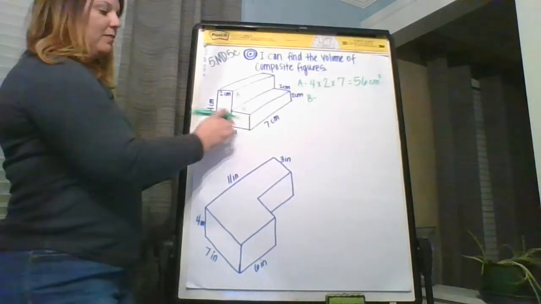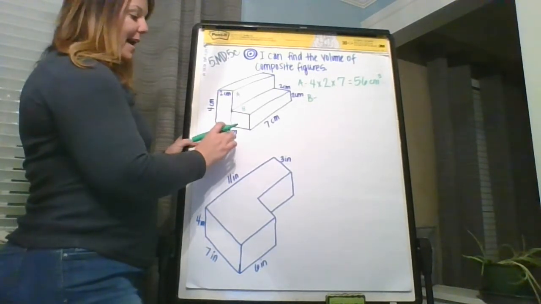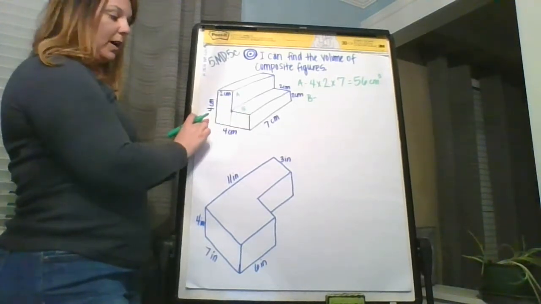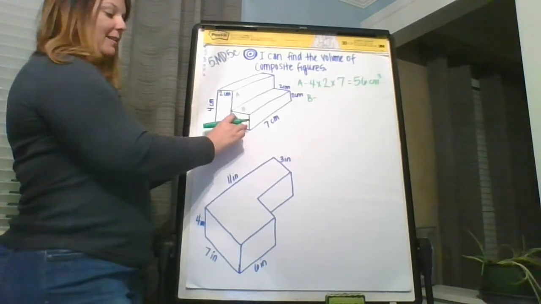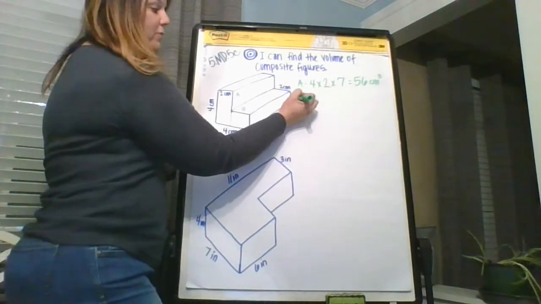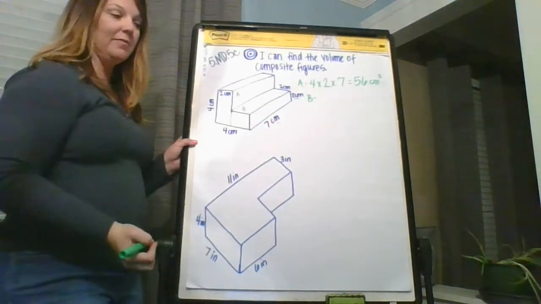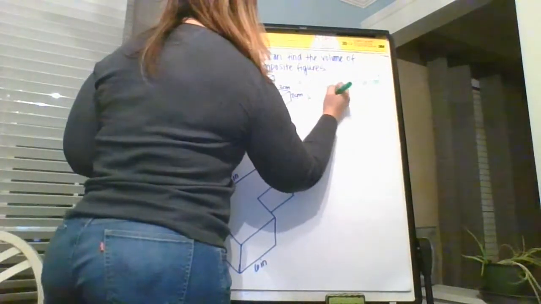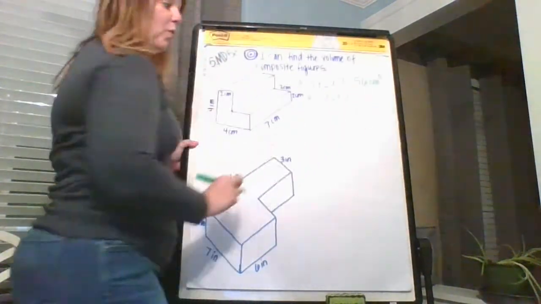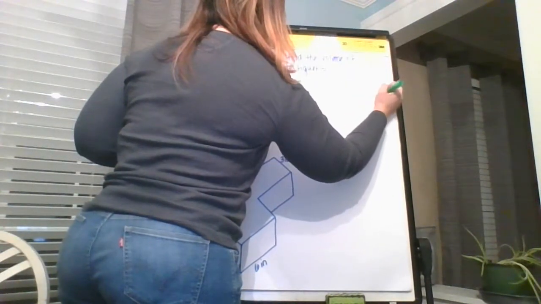Okay, so now I'm going to find the volume of the front rectangular prism. So I need to figure out what is my height here. Again, I'm not going to use this 4 for my height because the front box is not that tall. So over here, I can see a height of 2, a width of 2, and again, a length of 7. So I'm going to do 2 times 2 times 7. 2 times 2 is 4. 4 times 7 is 28 centimeters cubed.